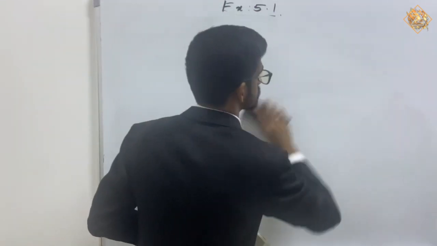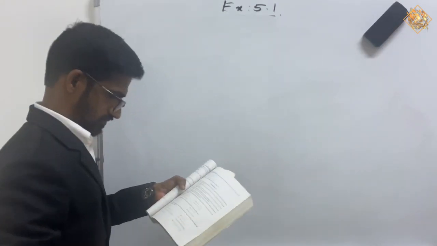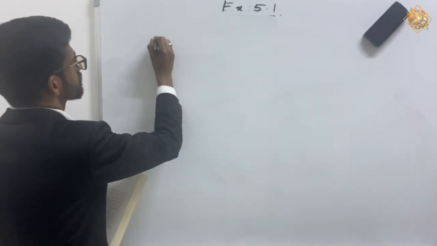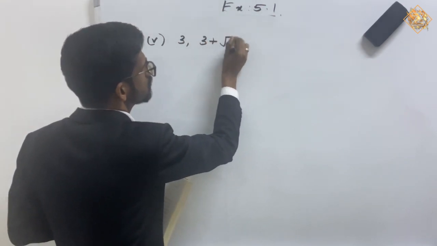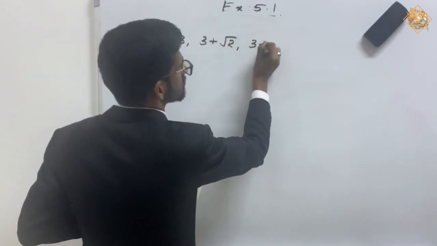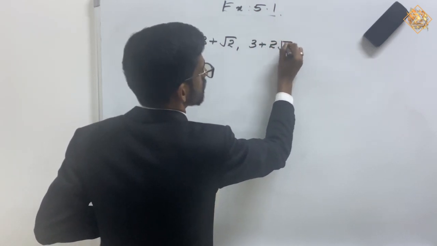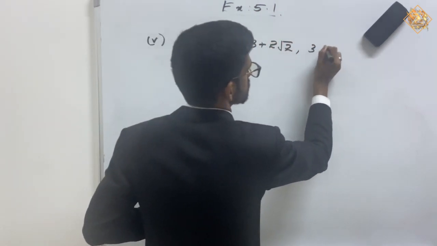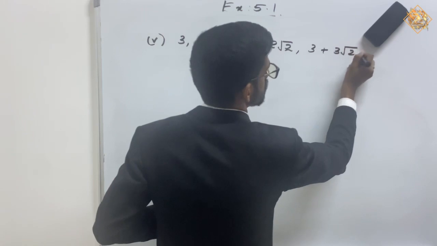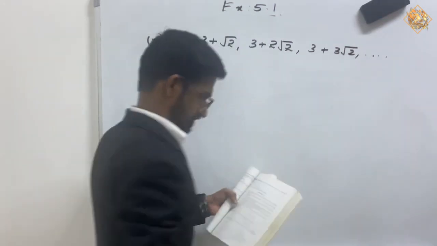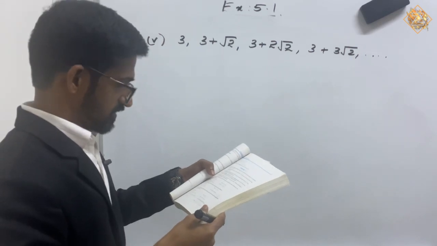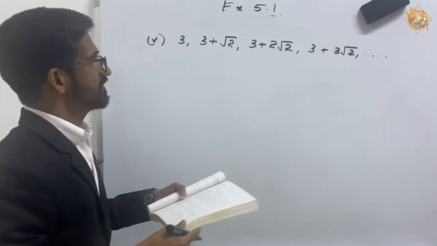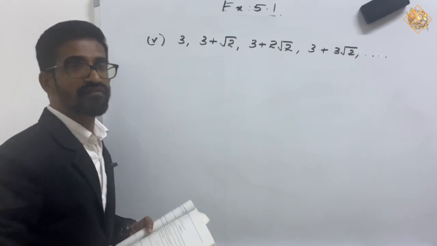Okay, look at question number 5, students. It is given 3, 3 plus root 2, 3 plus 2 root 2, 3 plus 3 root 2, etc. Isn't it? Okay, fine. Here we have to check whether this list of numbers forms an AP.